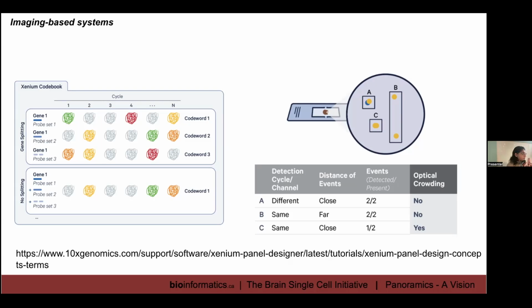So there are two things. One is a point must be a point. And the second thing, a point must be the gene that I think it is. So that's imaging. Everything is fluorescence emission and how much you can actually resolve the distance between two point spread functions. And there are limitations to this.